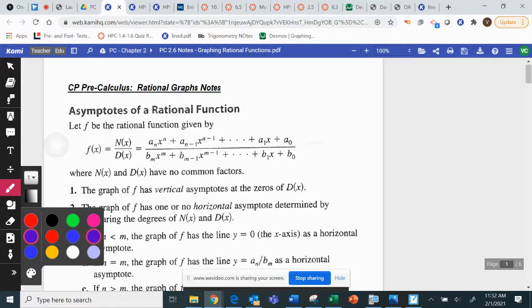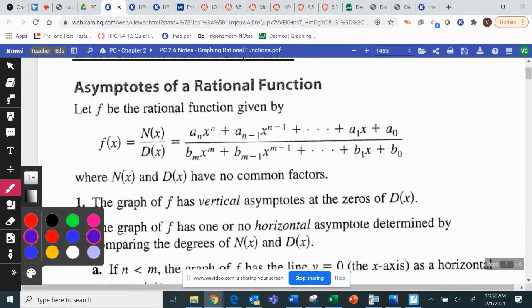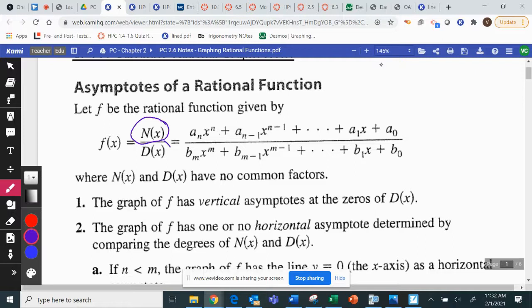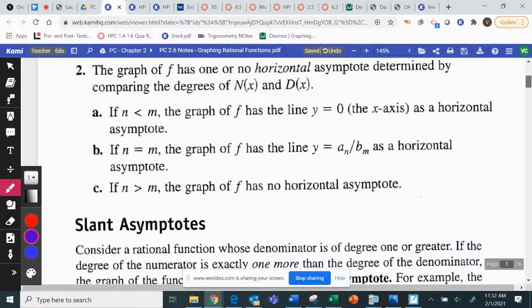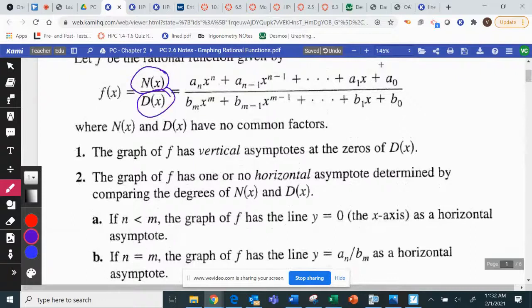So we're going to start with talking about asymptotes. Now this is what a rational function looks like with all just variables, and it looks incredibly confusing. But really, it's like having a function on top of another function. Both the top and the bottom have x's in it. They're calling the top function the numerator, n of x, and the bottom function d of x.